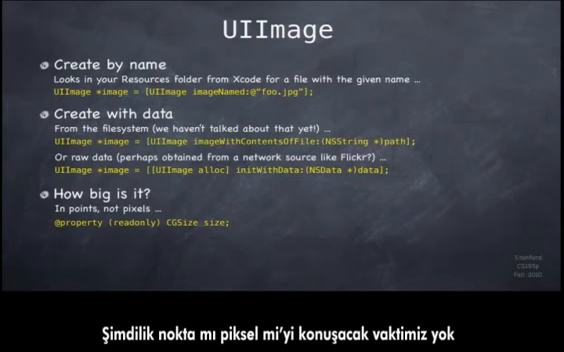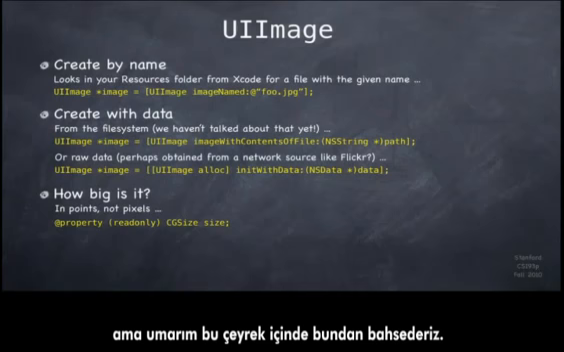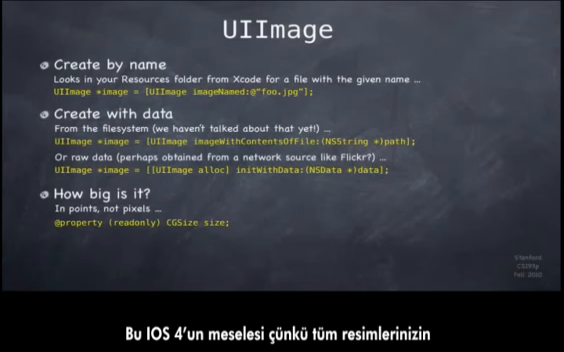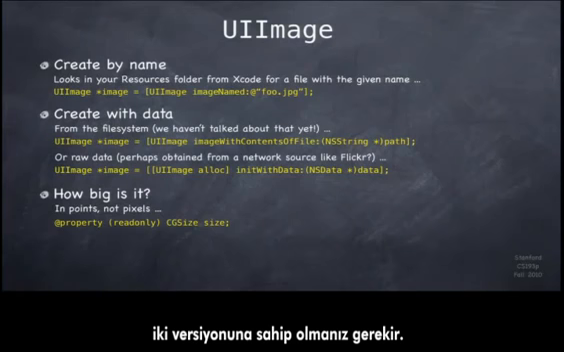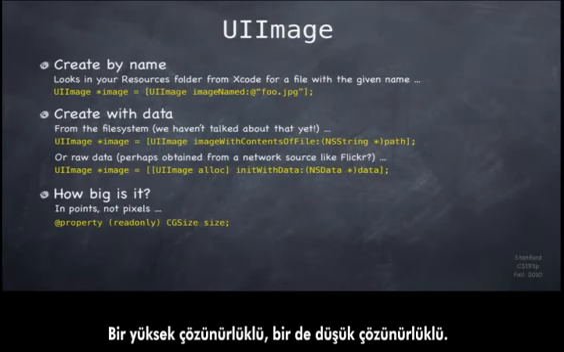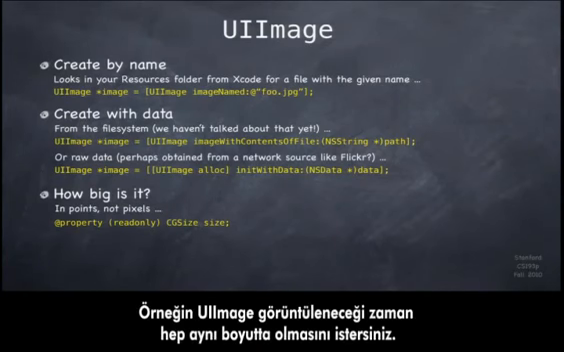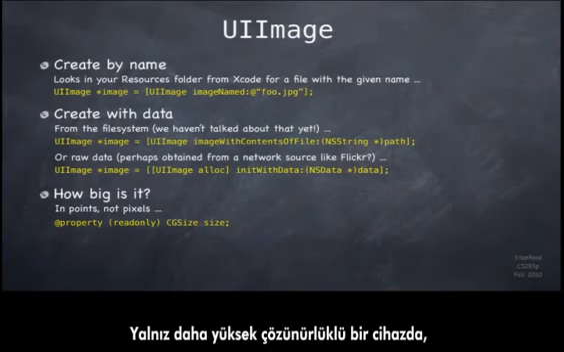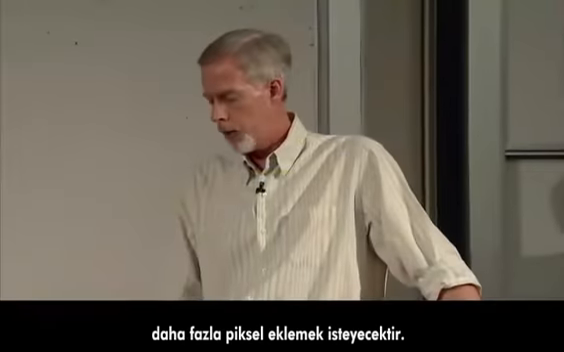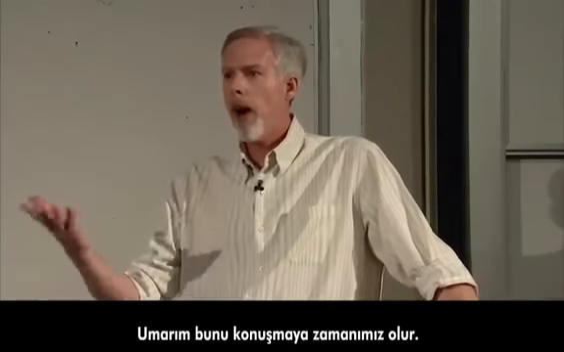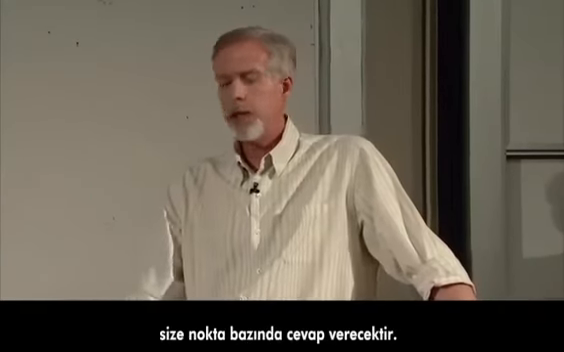Now, I don't really have time to go into points versus pixels today, but hopefully we'll cover it a little later in the quarter. It matters on iOS 4 because you actually might want to have two versions of all of your images, a high resolution version and a lower resolution version. But when you design your UI, you want them to be the same. Your UIImageView, for example, that's displaying it wants to be the same size, but it just wants to have more pixels packed in there when you're on a higher resolution device. And hopefully we'll get a chance to talk about that. But when you ask for the size of a UIImage, it's going to tell you the size in points.